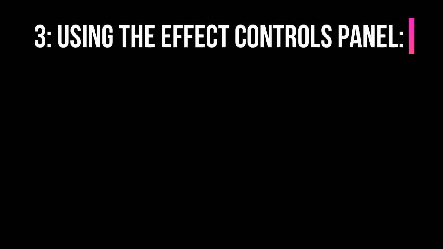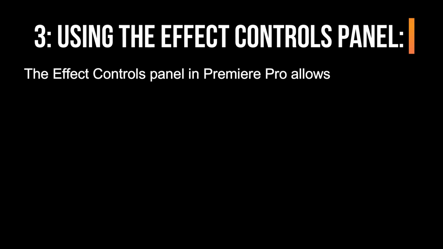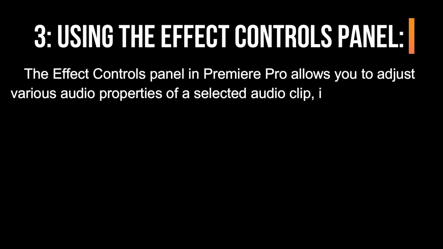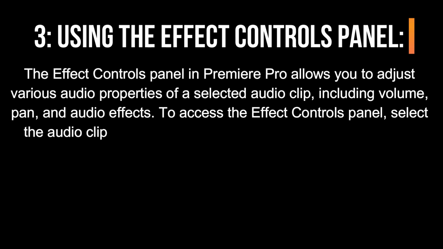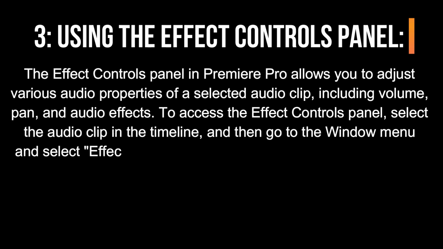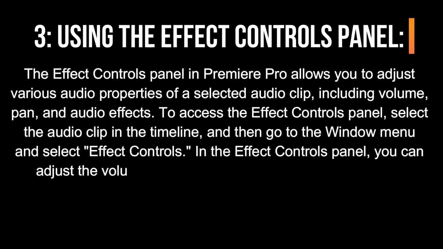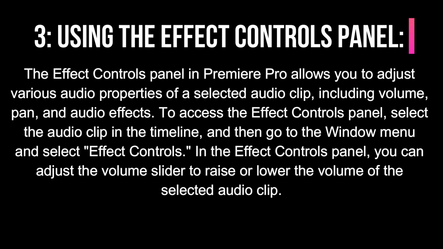3. Using the Effect Controls panel. The Effect Controls panel in Premiere Pro allows you to adjust various audio properties of a selected audio clip, including volume, pan, and audio effects. To access the Effect Controls panel, select the audio clip in the timeline, and then go to the Window menu and select Effect Controls. In the Effect Controls panel, you can adjust the volume slider to raise or lower the volume of the selected audio clip.